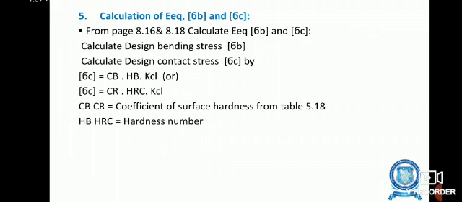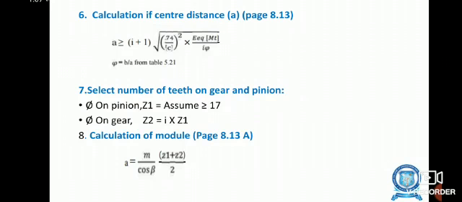Step 5, calculation of equivalent bending and crushing stress from data book page number 8.16 and 8.18. Calculate the bending stress on conductors. Sigma C equal to CB into HB into KCL, or sigma C equal to CR into HRC into KCL. CB, CR coefficient of surface hardness, HB, HRC hardness number.